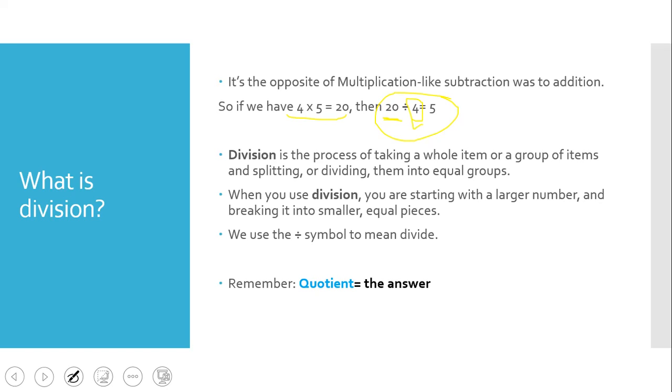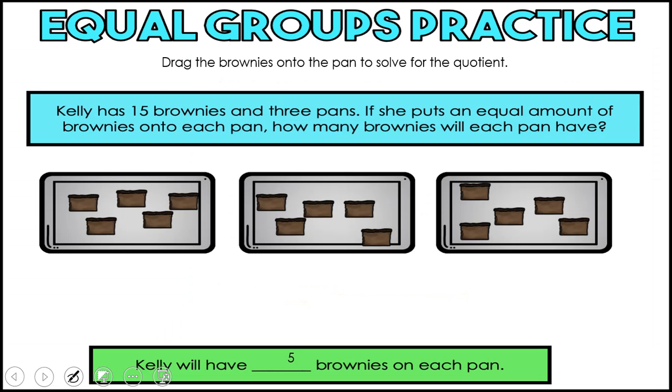When we divide, we use this symbol here, which is the division sign. Whoa, I can't even talk now. And that's how we show division. Also important to remember that the word for the answer for division is called the quotient. That will be important as you continue on with your division work. So try and remember that.